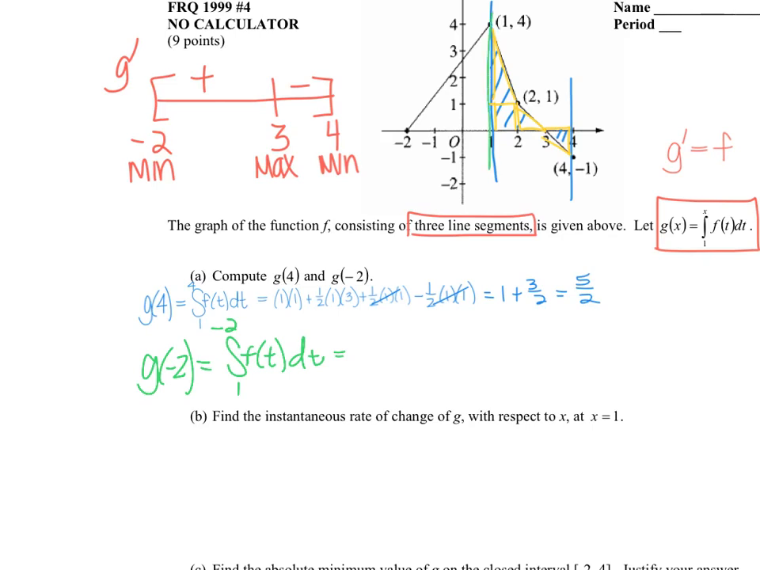1 to -2. There was something about that. 1 to -2. 1 to -2. It's flipped, it's backwards, it's wrong, right? It's going in reverse. So what does this mean? Even though the triangle is above the x-axis, it's going to be negative.